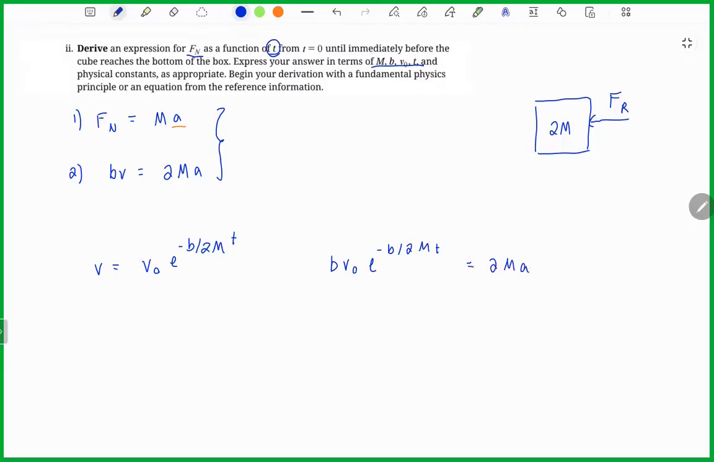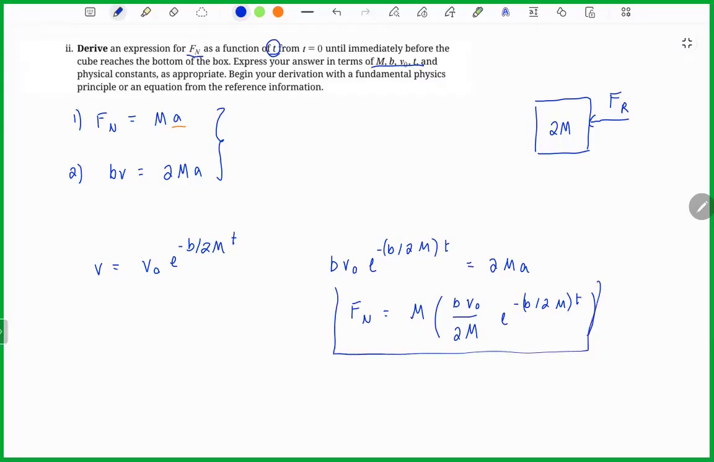And so now putting this together with equation 1, we know that Fn is equal to ma, but I'm going to replace a with b v naught over 2m e to the minus b over 2m t. Should be careful with where my t is located there, right? Not in the denominator. And there we have it. We now have Fn expressed purely as a function of m, b, v naught, and t.